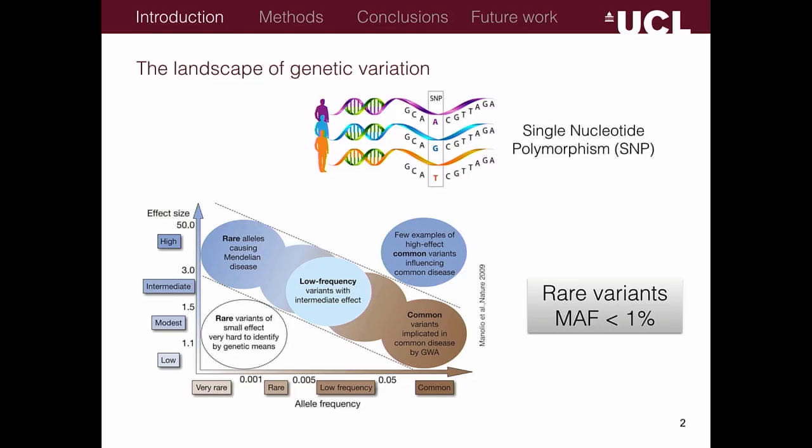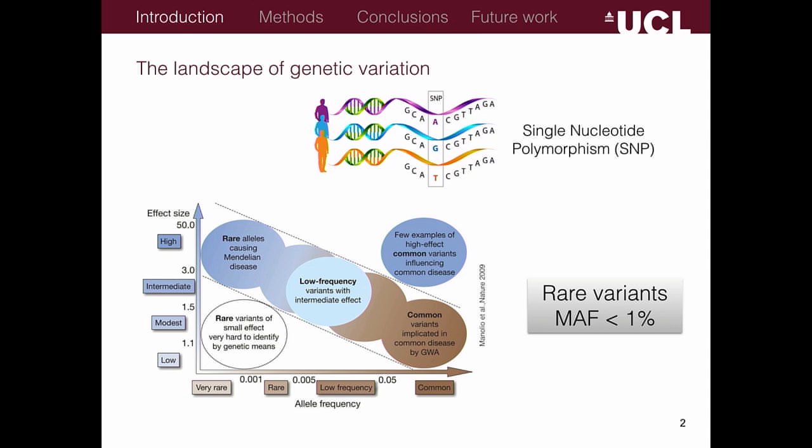Genetic variation, as you know, takes many forms. For the purpose of this talk, we're going to focus on SNPs, meaning single nucleotide polymorphisms, which are basically changes in a single letter in the DNA sequence. SNPs occur in the population at different frequencies, so based on the frequency, we talk about rare or common SNPs. Rare SNPs are the ones that occur in the population with a frequency of less than 1%.